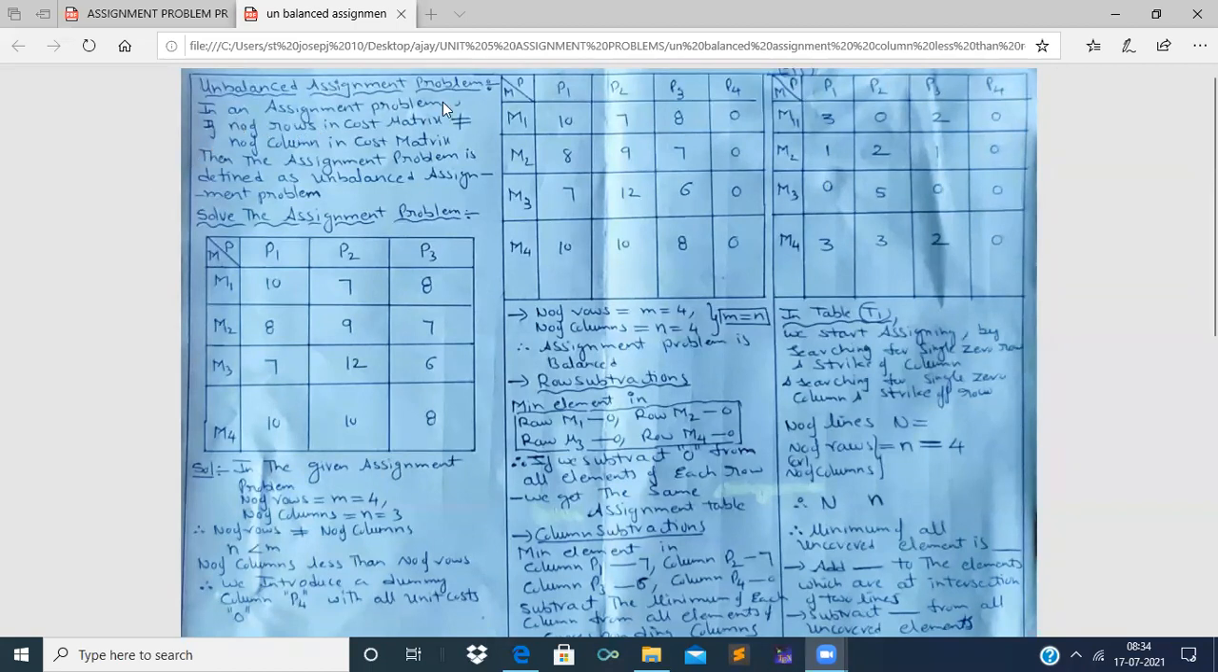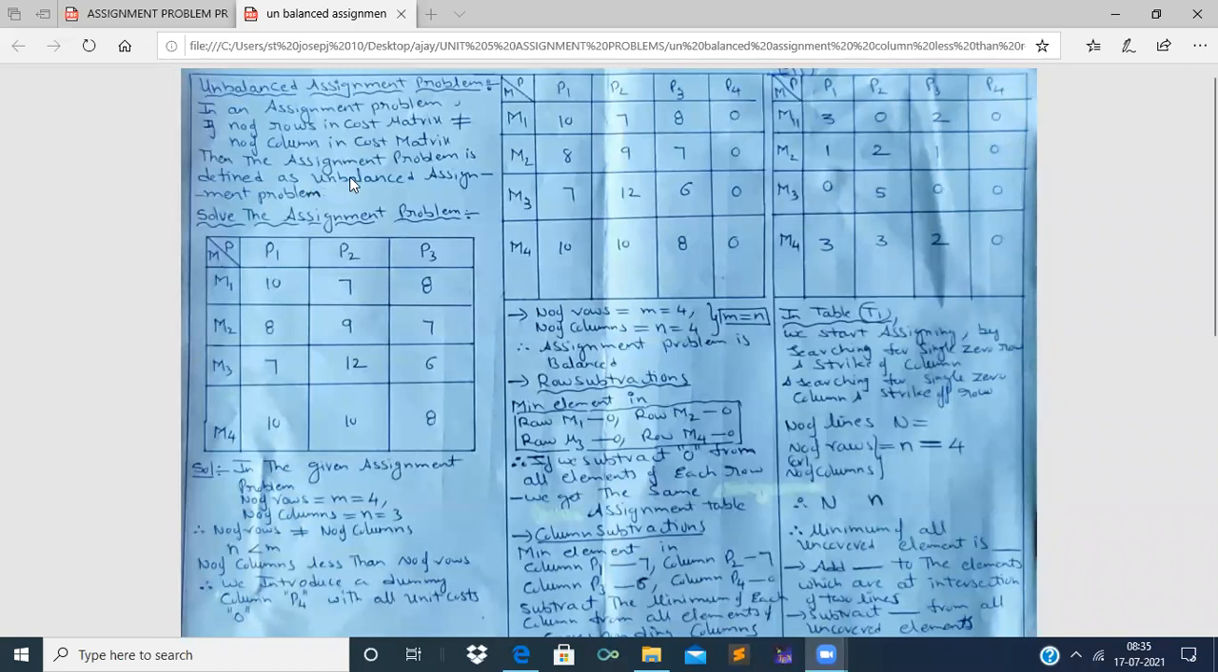In an assignment problem, if the number of rows in the cost matrix is not equal to the number of columns in the cost matrix, then the assignment problem is defined as an unbalanced assignment problem. I repeat once again: if the number of rows is not equal to the number of columns, it is an unbalanced assignment problem.